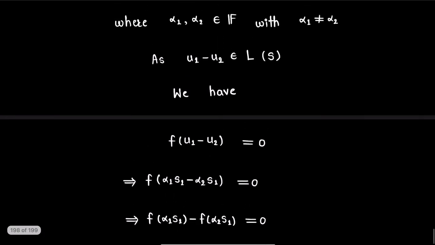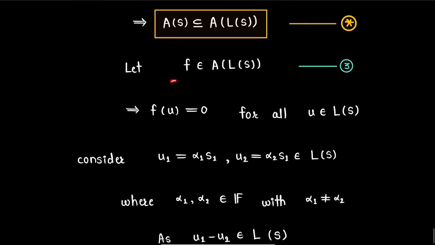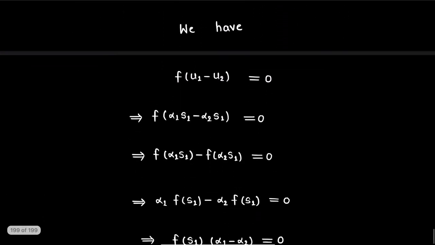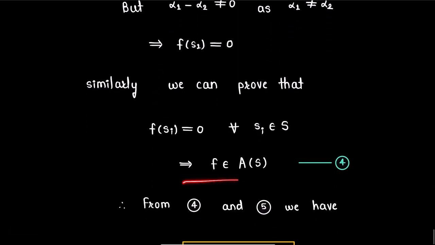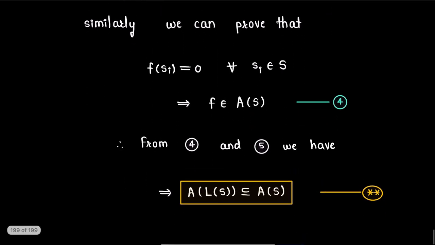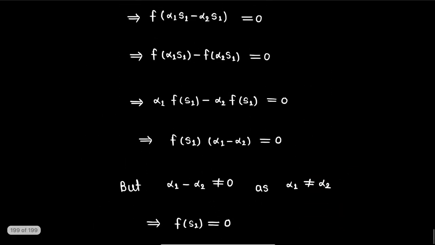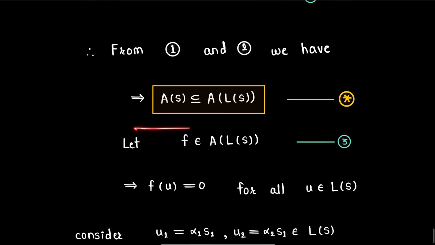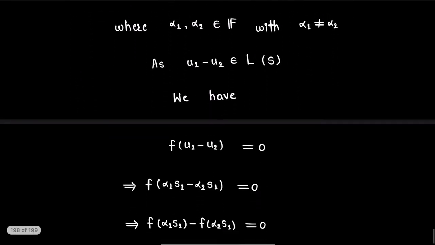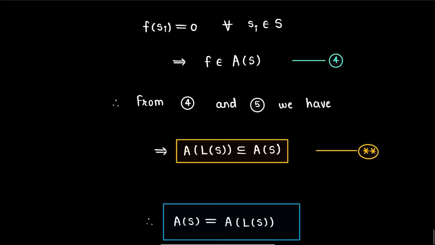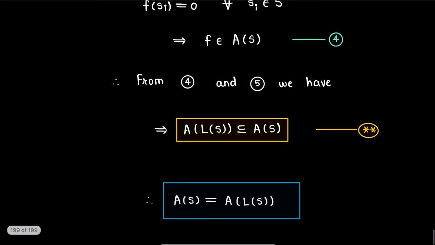Now, from 3 and 4, we have the annihilator of the linear span of S is a subset of the annihilator of S. We will call this expression double star, and thus from star and double star we have the annihilator of set S is equal to the annihilator of the linear span of S, and this proves our result.